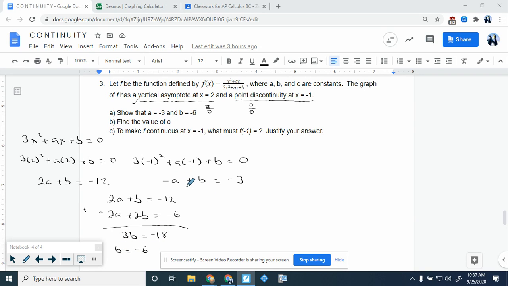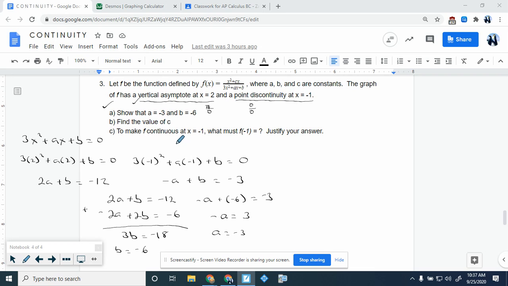Now that I know b, I can chuck that into either equation. So -a plus -6 equals -3. Add the 6 over: -a equals 3. Divide by -1, multiply by -1. a equals -3. So using this, I was able to show that a and b are, in fact, the values that they told me.